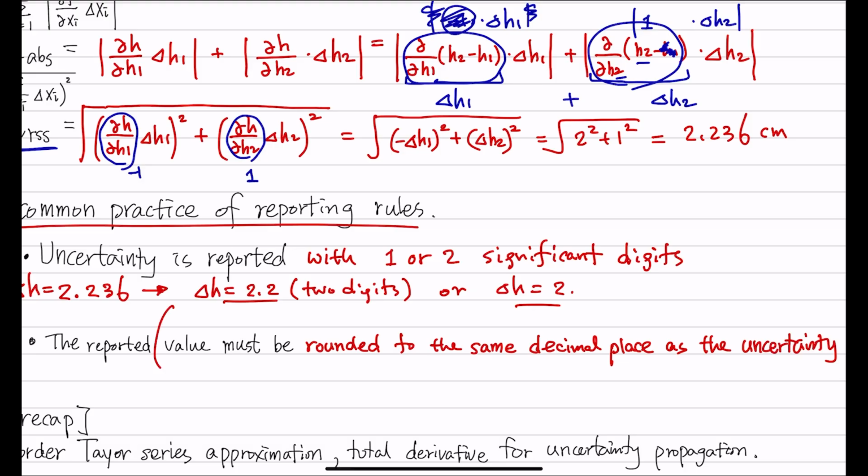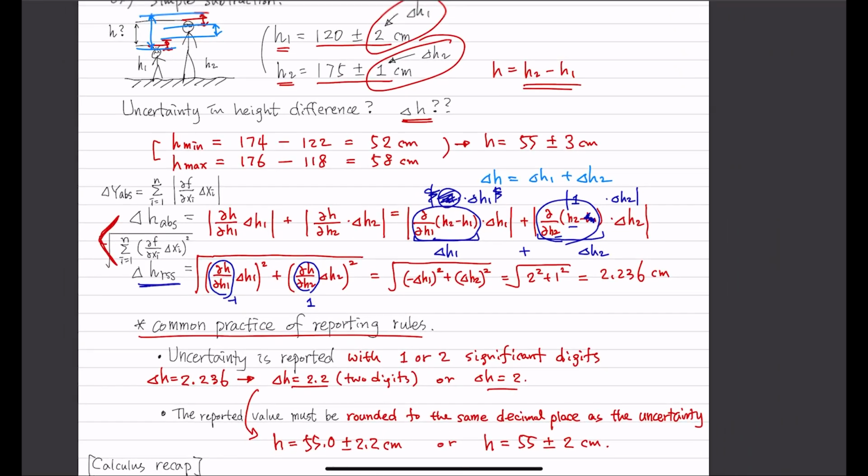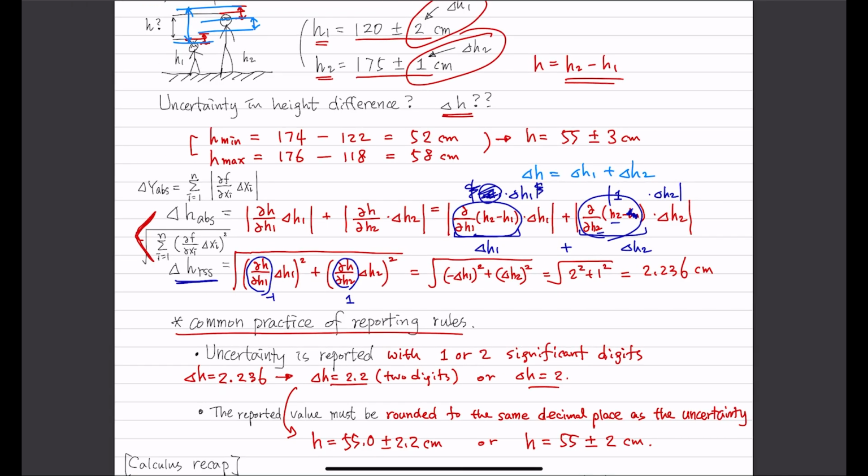So H is going to be 55.0 plus and minus 2.2 centimeter, or H is going to be 55 plus minus 2 centimeter, like that. Okay. Any questions up to this point?